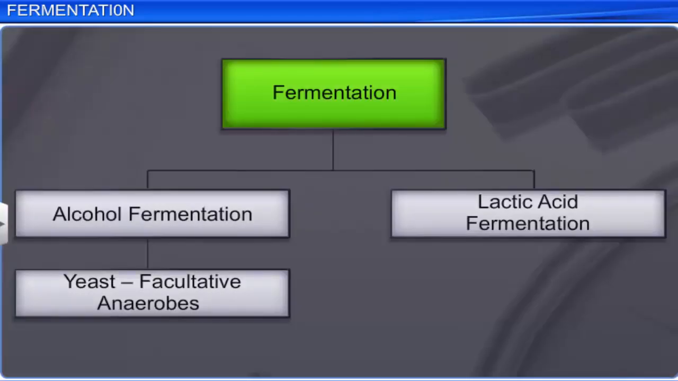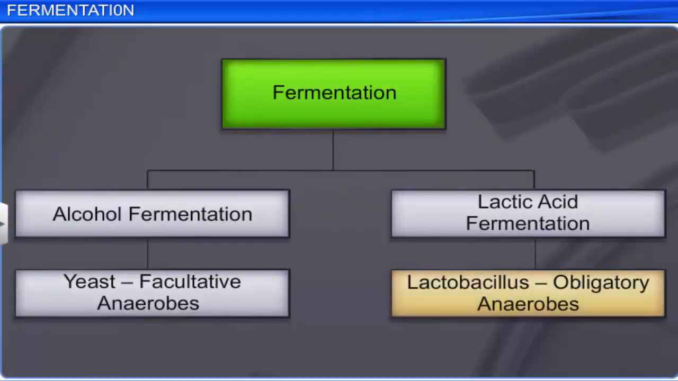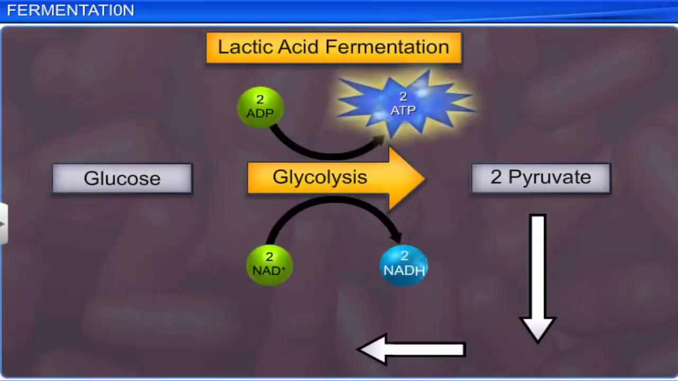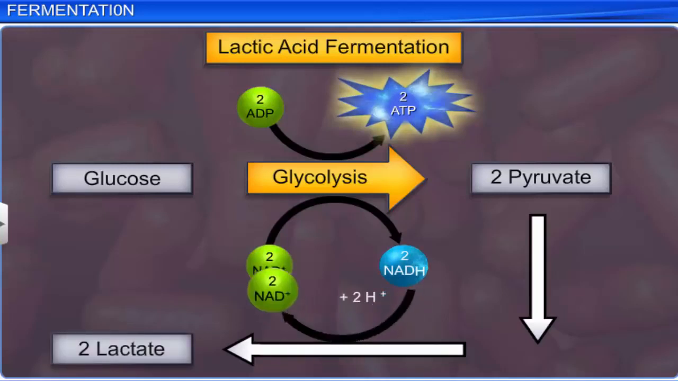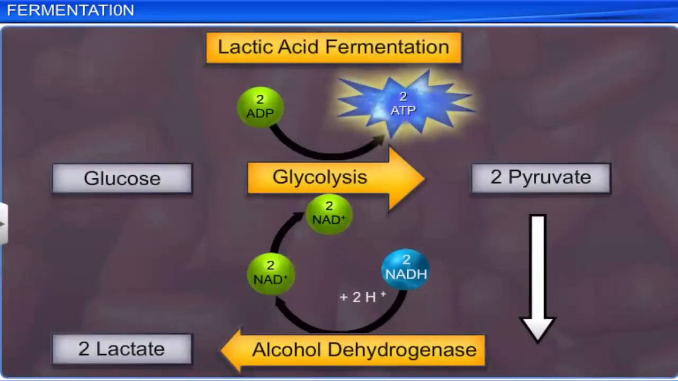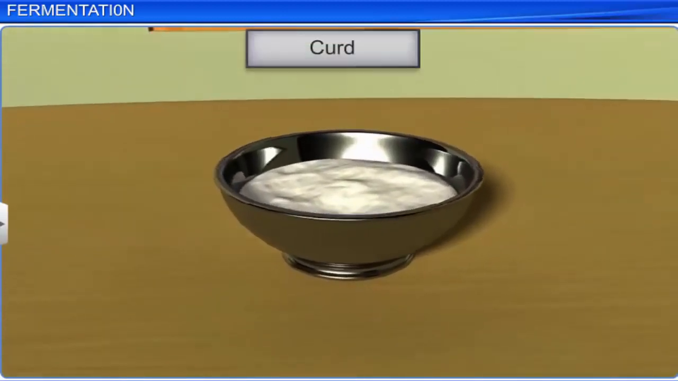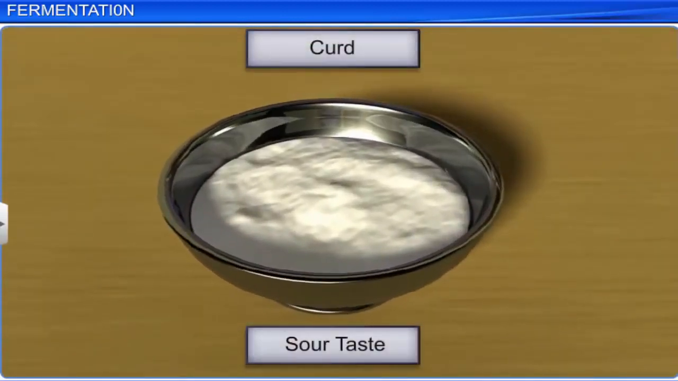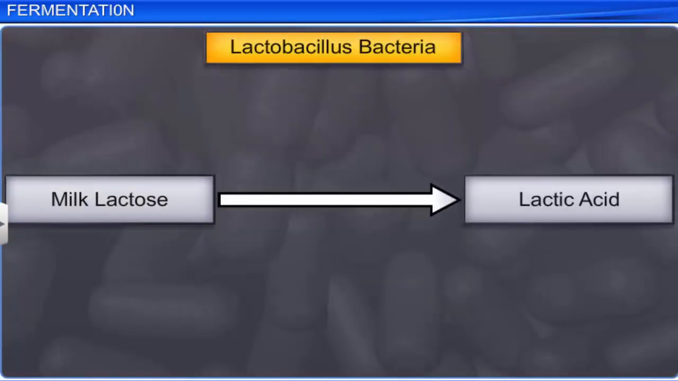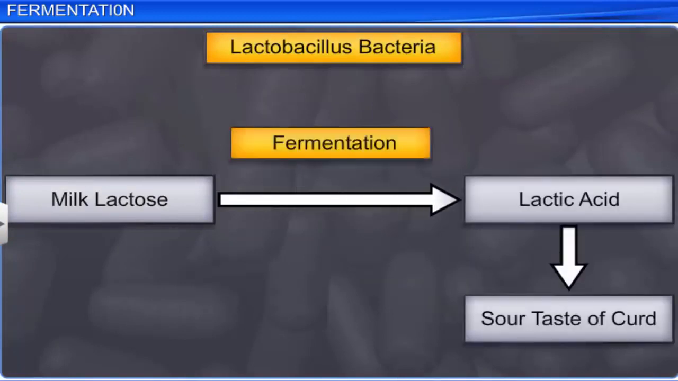The fermentation of lactic acid is carried out by bacteria like Lactobacillus, which are obligatory anaerobes. In them, pyruvic acid is reduced to lactic acid or lactate. The NADH formed in the glycolysis process is reoxidized to NAD+ to be reused in the glycolysis process. For example, curd has a sour taste due to the presence of lactate formed by Lactobacillus in fermentation.